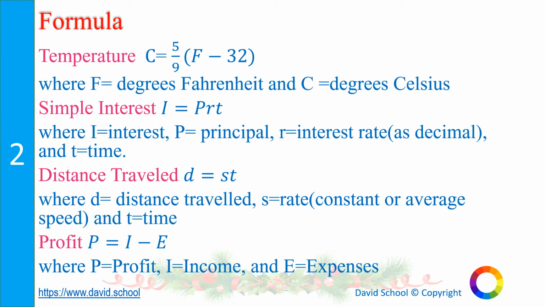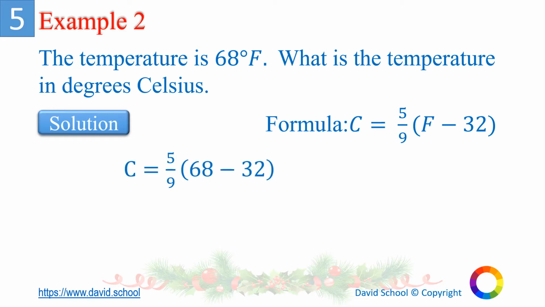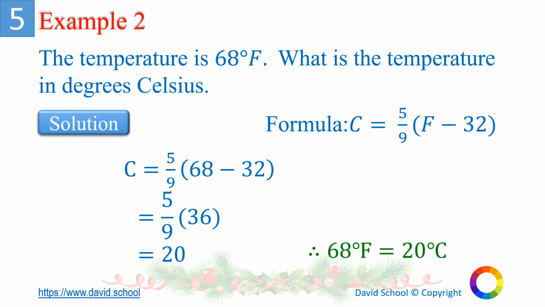Let us see some examples. The temperature is 68 degrees Fahrenheit. What is the temperature in degrees Celsius? We use this formula. Simply substitute 68 for F and simplify. 5/9 times 68 minus 32, which is 5/9 times 36. In 9, 36, 4 times. 5 fours are 20. 68 degrees Fahrenheit is equal to 20 degrees Celsius.